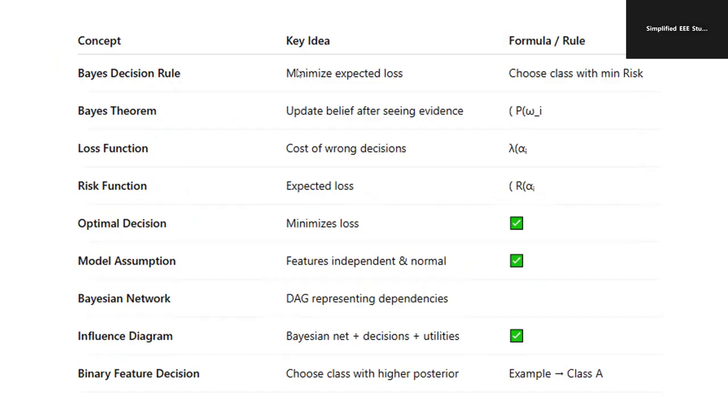Bayes decision rule: the key idea is to minimize the expected loss. Formula: choose the class with the minimum risk. Bayes theorem: update belief after seeing the evidence. Loss function: cost of a wrong decision. Risk function implies the expected loss. Optimal decision is the one which minimizes the losses. Model assumptions: features independent and normal. Bayesian network: DAG representing the dependencies. Influence diagram: Bayesian net plus decision plus utility. Binary feature decision: choose the class with the higher posterior.